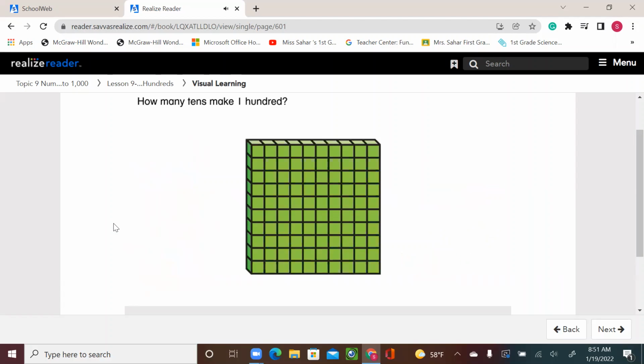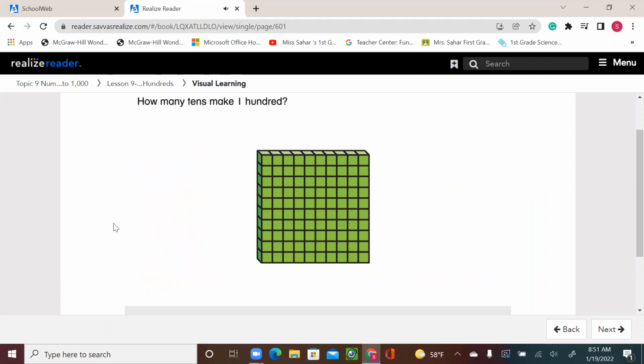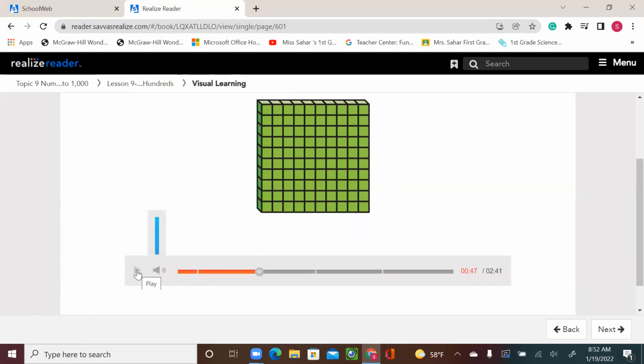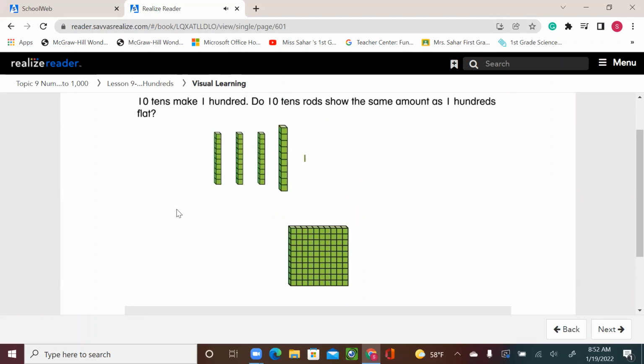How many tens make 100? Let's count. So we know that each rod has 10 ones. So that means 10, 20, 30, 40, 50, 60, 70, 80, 90, 100. Let's count how many rods. 1, 2, 3, 4, 5, 6, 7, 8, 9, 10. So 10 rods make 100, or 10 tens make 100.